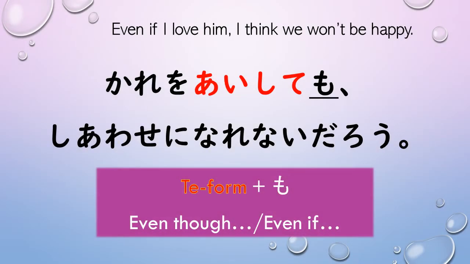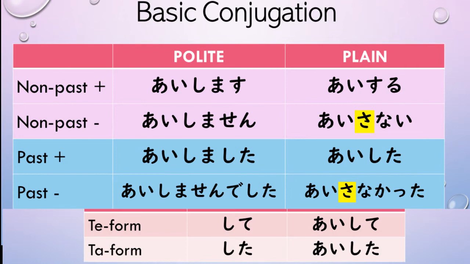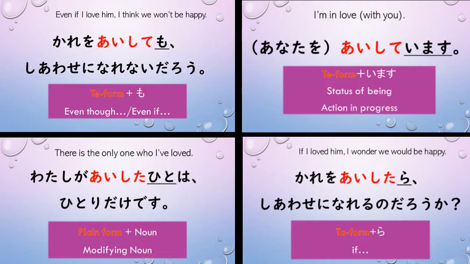Next one. Even if I love him, I think we won't be happy. 彼を愛しても幸せになれないだろう。When you connect te form and mo, that becomes even though or even if. Next one is, if I loved him, I wonder if we would be happy. 彼を愛したら幸せになれるのだろうか。When you connect ta form and ra, it becomes if. As you can see, if you know how to make the conjugation, even the basic conjugation gives you freedom to express yourself.